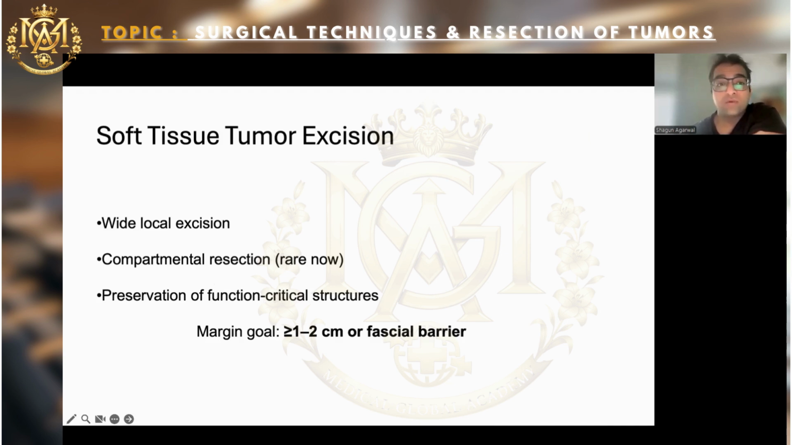you can go for a wide local excision. You can also go for a compartmental resection, which is very rare now, with preservation of functional and critical structures. And the margin goal is again 1 to 2 centimeters or a fascial plane.